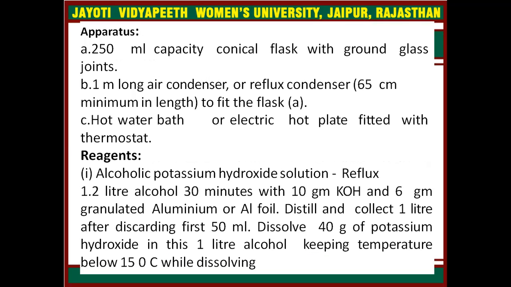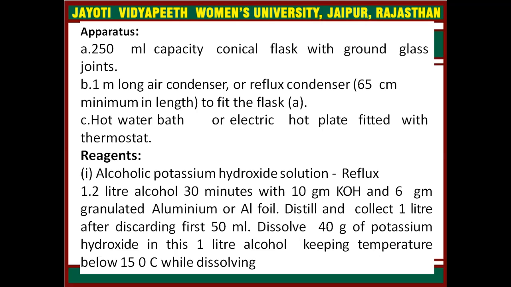Apparatus which we require: 250 ml capacity conical flask with ground glass joint, 1 meter long air condenser or reflux condenser to fit the flask, hot water bath or electric hot plate fitted with thermostat. Reagents: the alcoholic potassium hydroxide solution, which is basically reflux 1.2 liter alcohol for 30 minutes with 10 gram KOH and 6 gram granulated aluminum or Al foil.